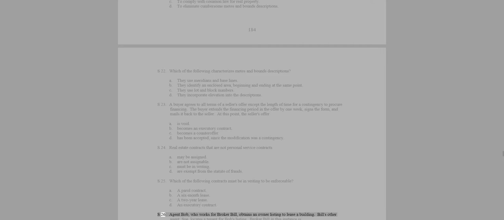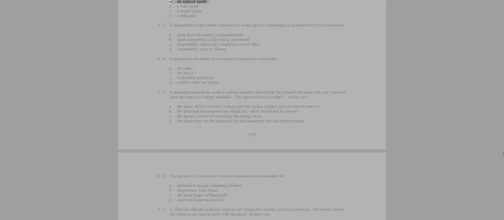S26. Agent Bob, who works for Broker Bill, obtains an owner listing to lease a building. Bill's other agent, Sue, locates a tenant for Bob's listing. Broker Bill in this instance is: A. an implied agent. B. a dual agent. C. a single agent. D. a subagent.